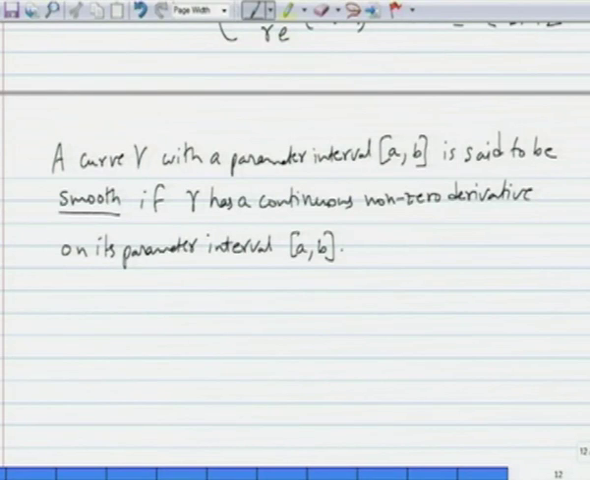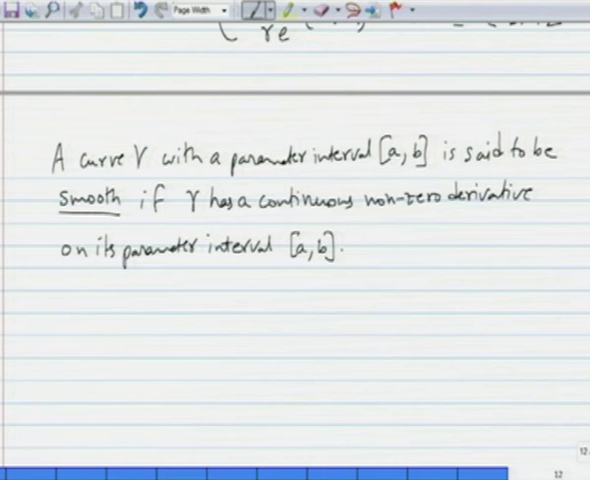Also note that this definition of a smooth curve is a difference with the standard definition of a smooth function. Normally a smooth function refers to a function which has derivatives of all orders. So, here we have differed from that kind of definition of smooth function.